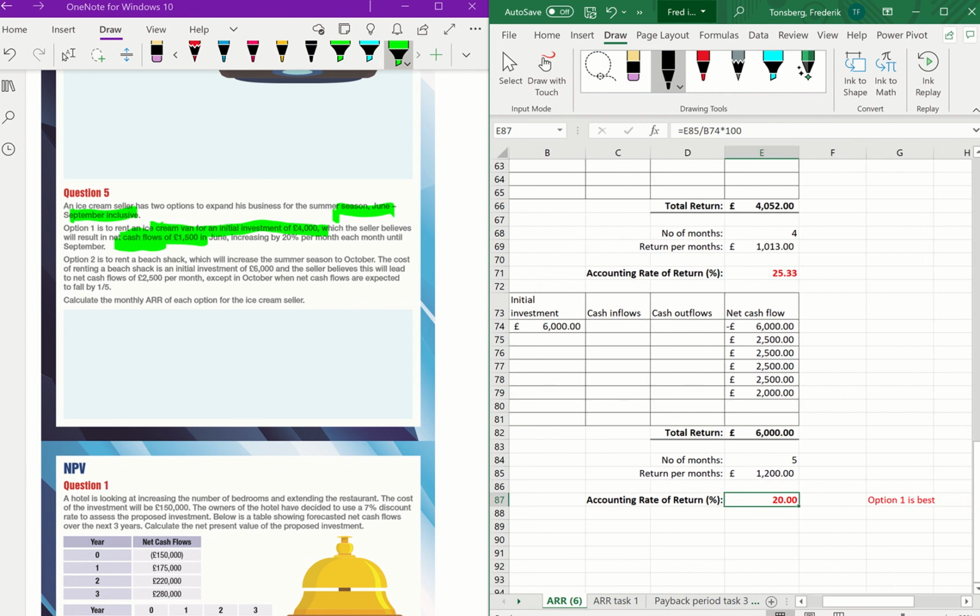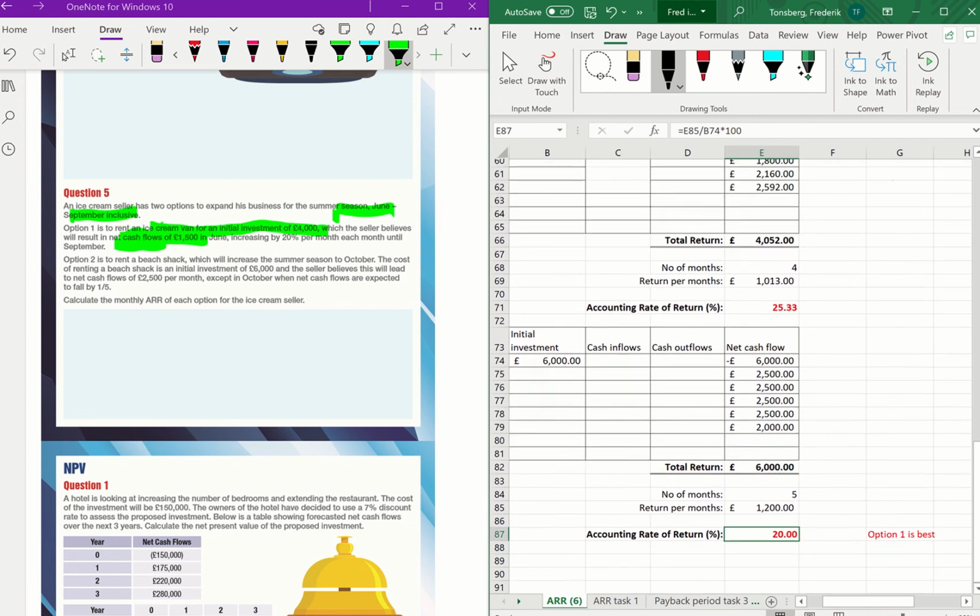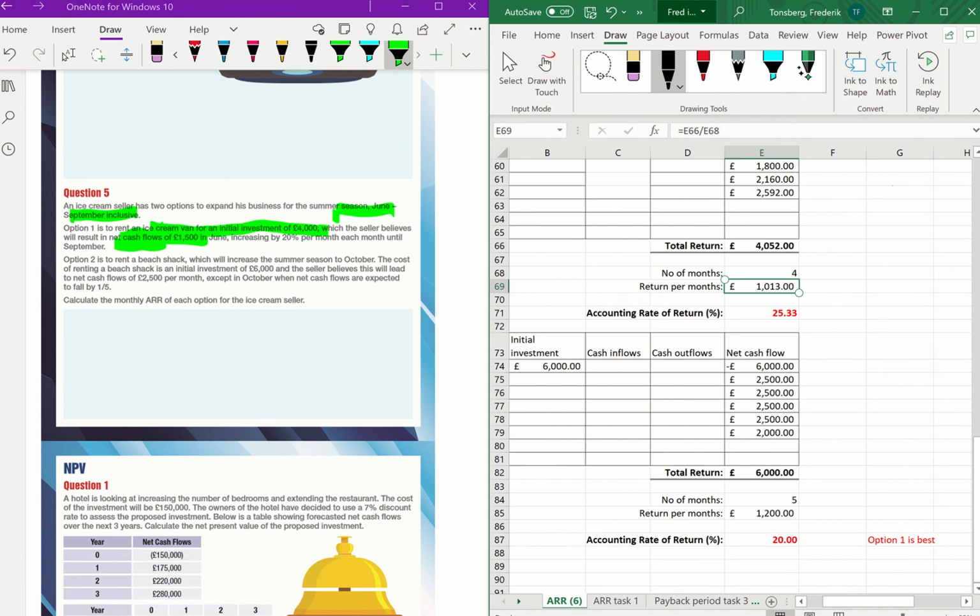Well, option A gives us a return of 25%. Option B gives us a return of 20%. So option 1 is best. Again, notice that the return per month there's not that big of a difference. In option A, it's £1,000, in option B it's 1,200. So it's not a massive difference.